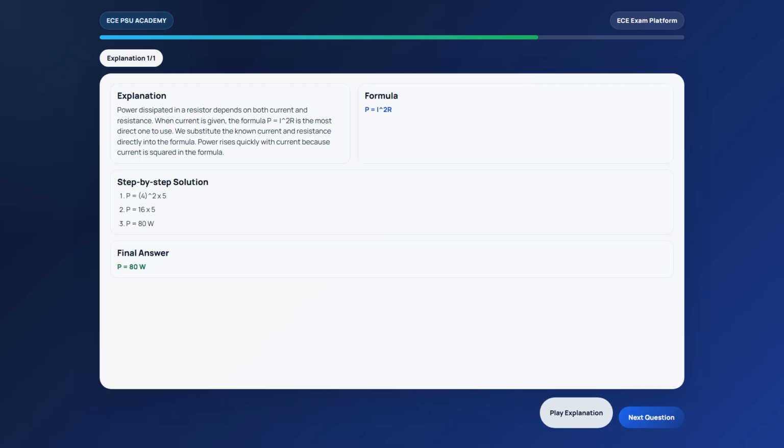Power dissipated in a resistor depends on both current and resistance. When current is given, the formula P equals I²R is the most direct one to use.